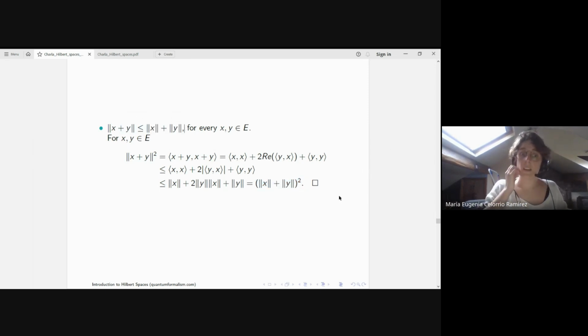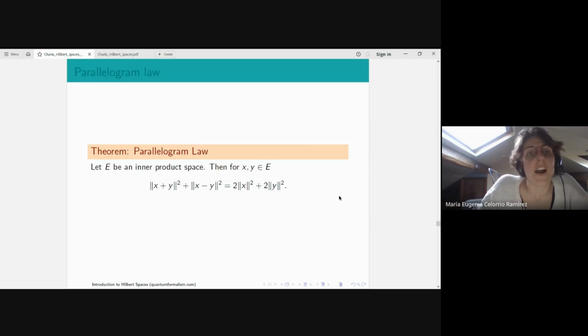So we have seen that whenever we have an inner product space, we can define a norm. And there is one more thing that is going to happen whenever we have an inner product space. This is called the parallelogram law. It's another inequality that is really useful.